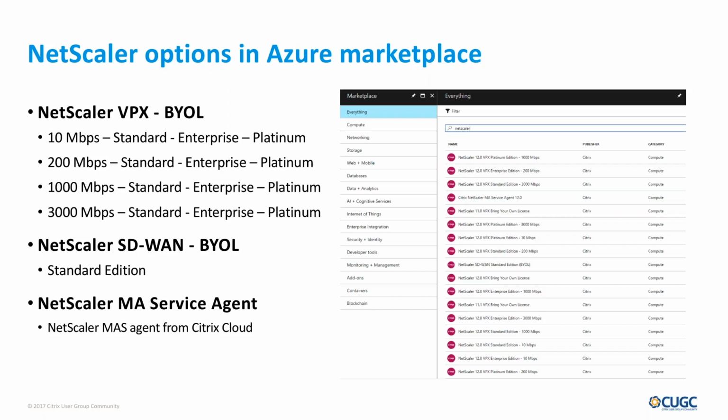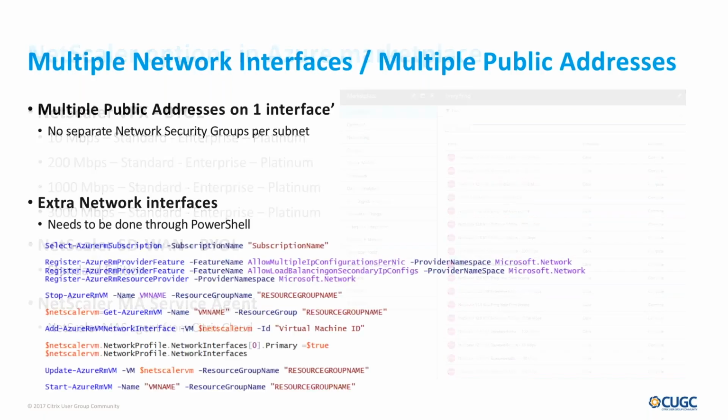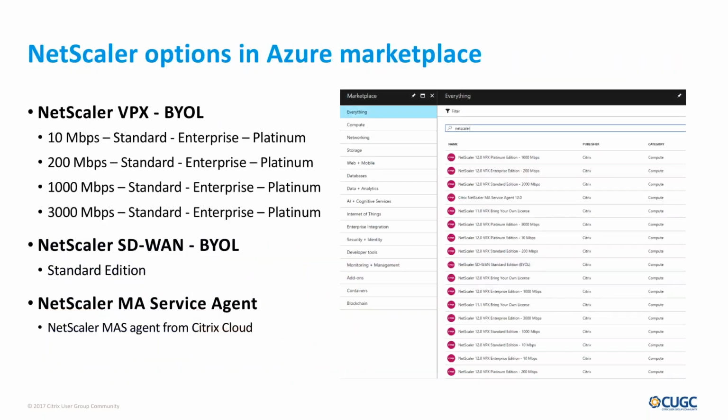The NMAS agent is a go-between between NMAS that's hosted in Citrix Cloud and your NetScalers that will be present in Azure, and they will pass back information and metrics about what's happening on your NetScalers in Azure and send that up to NMAS in the Citrix Cloud.